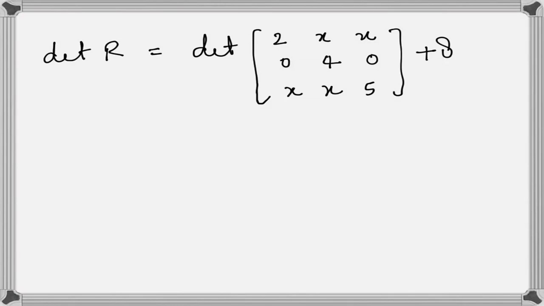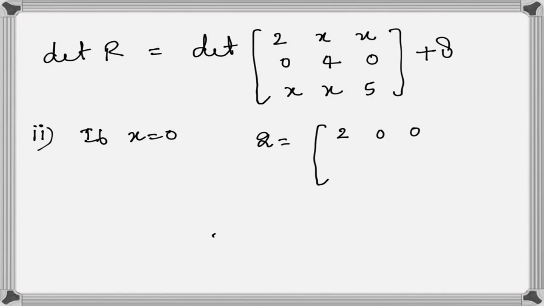All right, let's go to part 2. Part 2 says that we need to take x equal to 0. So if x is 0, what will the Q matrix be? The Q matrix will be 2, 0, 0; 0, 4, 0; 0, 0, 6. This is the Q matrix we have.